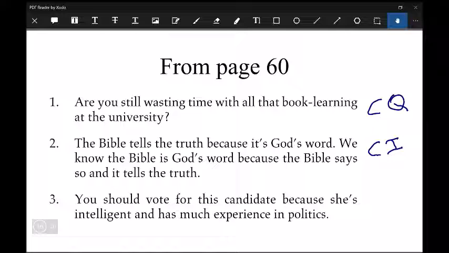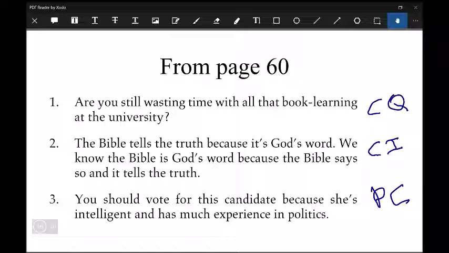Number 3, you should vote for this candidate because she's intelligent and has much experience in politics. And you say, that sounds pretty good. But if that's all you knew, would you vote for her? Maybe, maybe not. You'd have to look at the negatives. She has the positive things. Does she have negative things? This is the pro-con fallacy. Maybe she's a crook. This is the beginning of a pro-con argument.